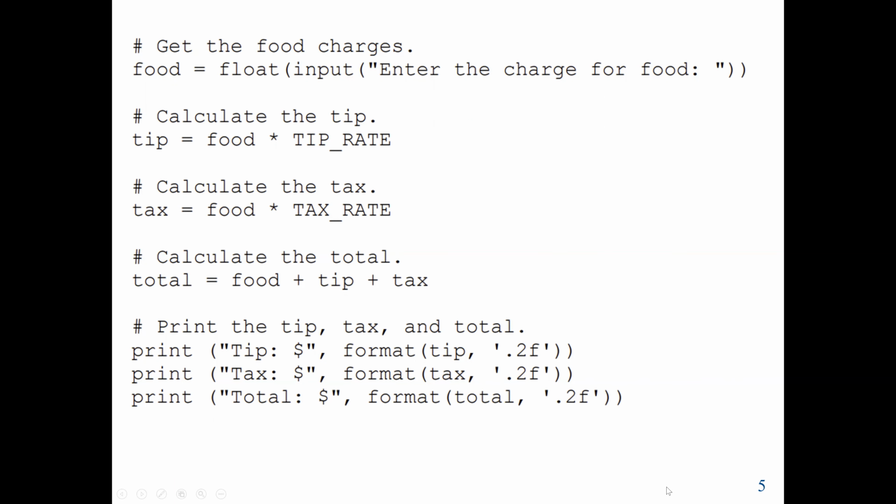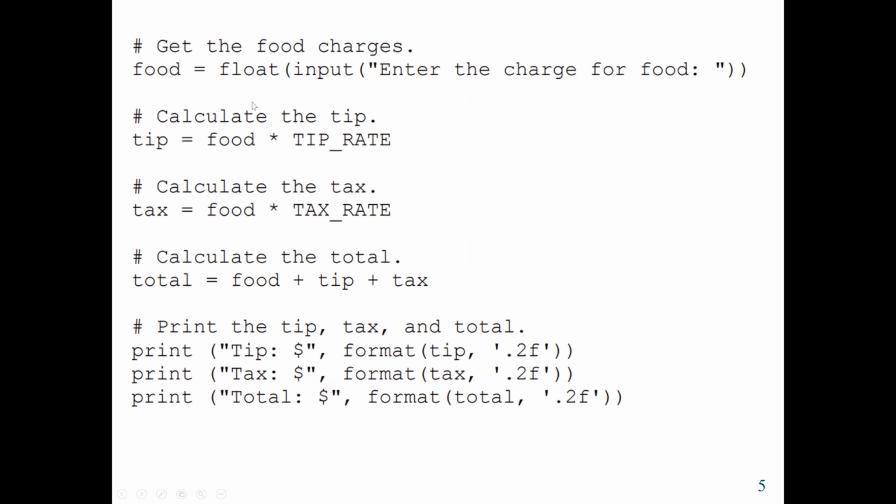Now we can display our results. First, we display the tip, to 2 decimal places again using the format function. The tax, also the same thing. And we use the format function to format it to 2 decimal places. Then the total also the same.